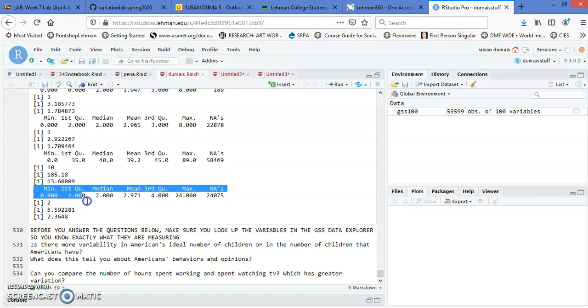And then finally we have the TV hours variable, how many hours of TV you watch per day, and people can say anywhere from 0 hours per day to 24 hours per day. We have a mean of 2.971. Interquartile range, the middle 50% of the data, is 2. Our variance is 5.59, and again, that unit of measurement would be hours squared. And the standard deviation is 2.36 hours.